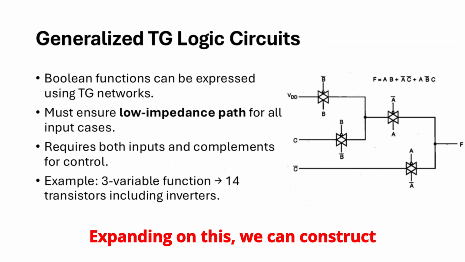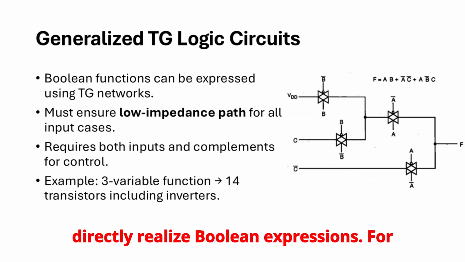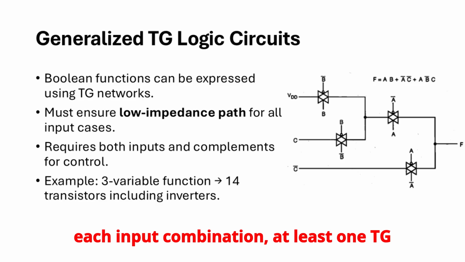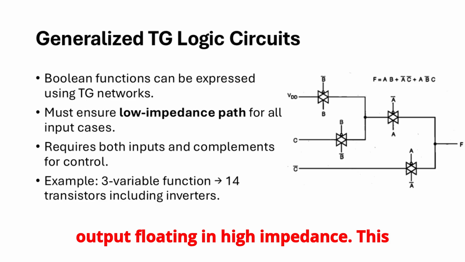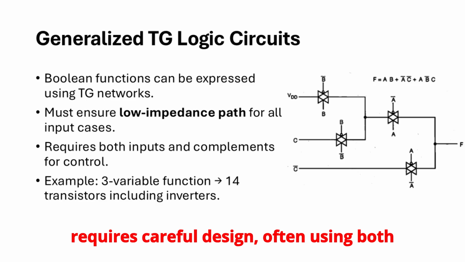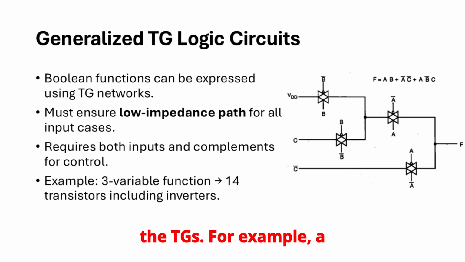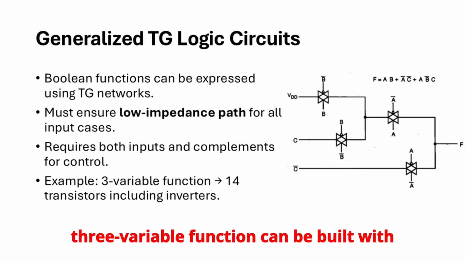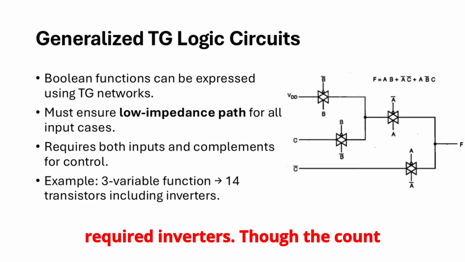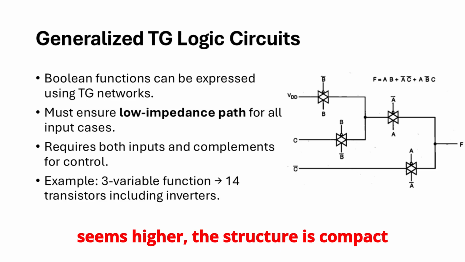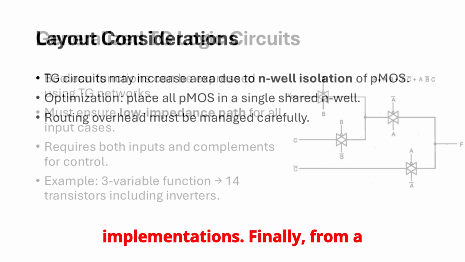Expanding on this, we can construct generalized TG logic circuits that directly realize Boolean expressions. For each input combination, at least one TG path must conduct to avoid leaving the output floating in high impedance. This requires careful design, often using both inputs and their complements to control the TGs. For example, a 3-variable function can be built with about 14 transistors, including the required inverters. Though the count seems higher, the structure is compact and flexible compared to traditional CMOS implementations.